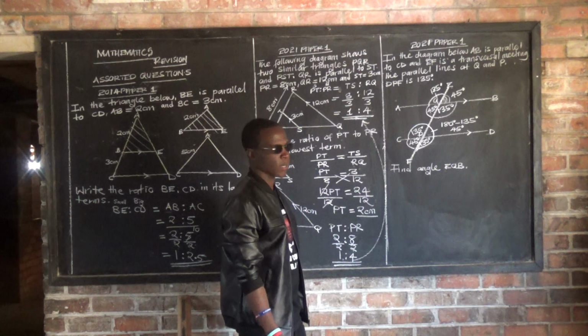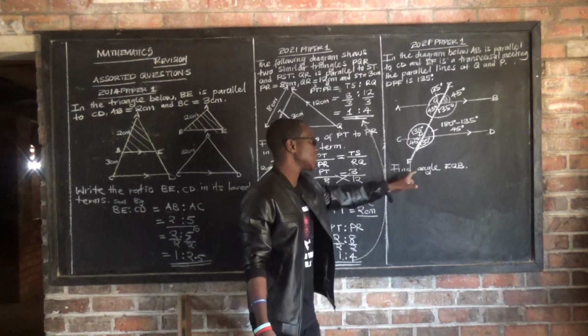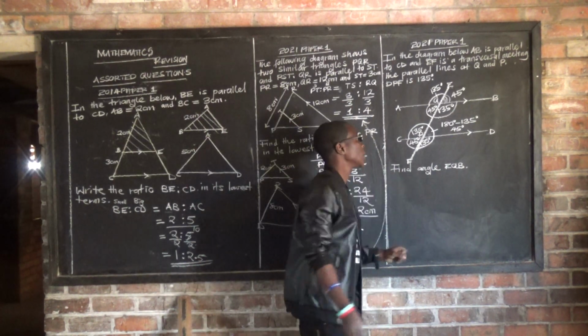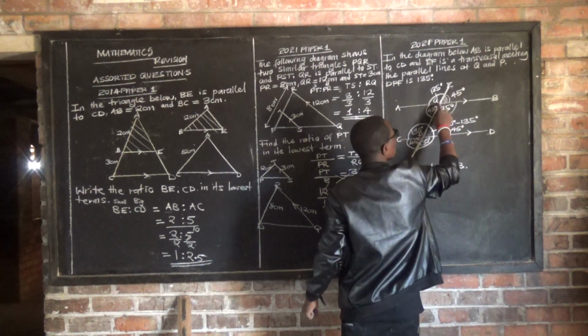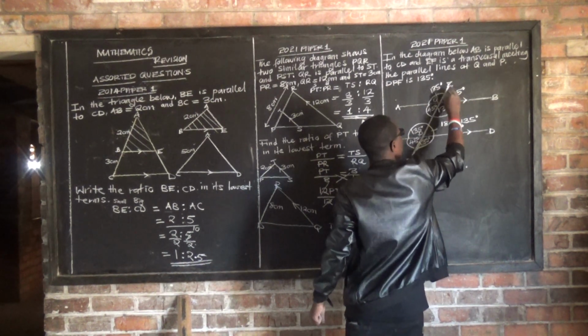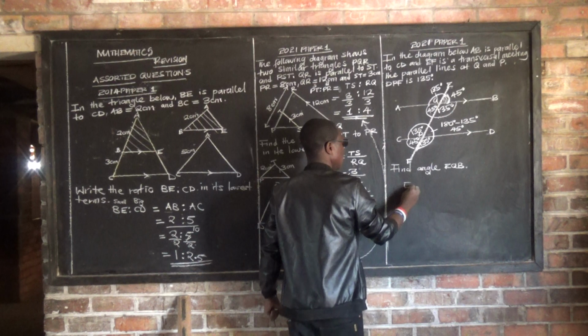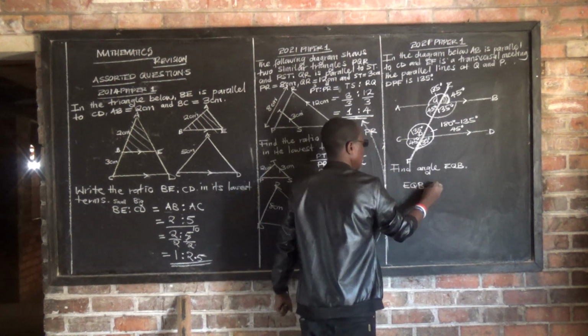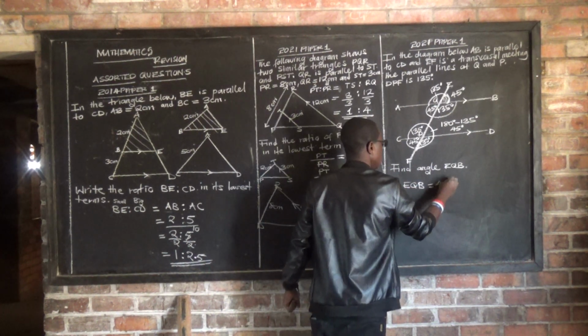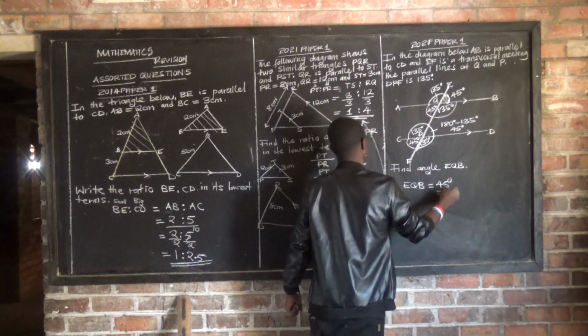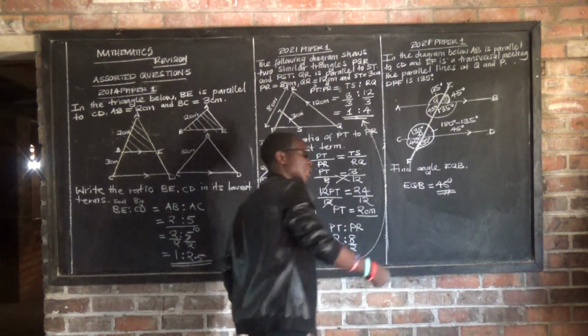Yes. Okay? Now what do you want? Find angle EQB. Where is E? EQB, the one that is away. So EQB is equal to 45 degrees. Okay? As simple as that.